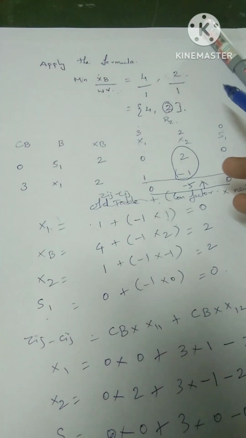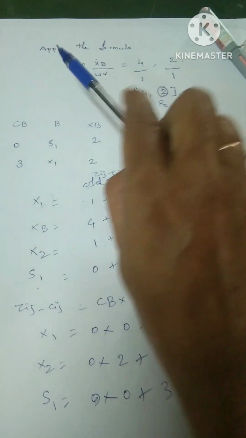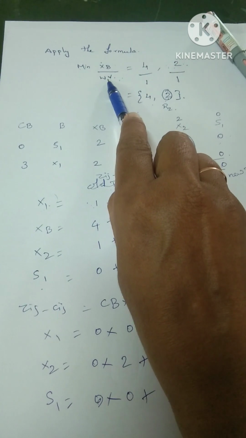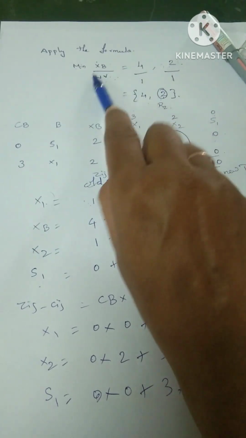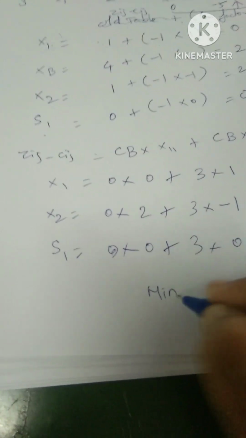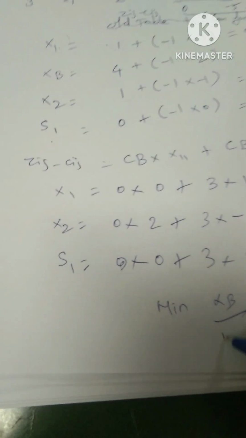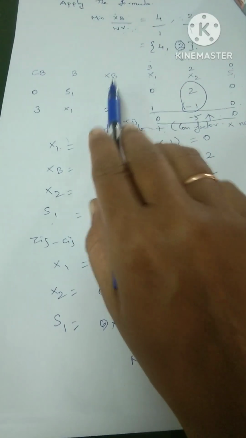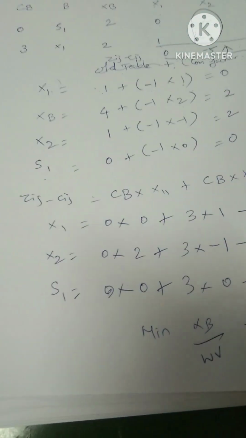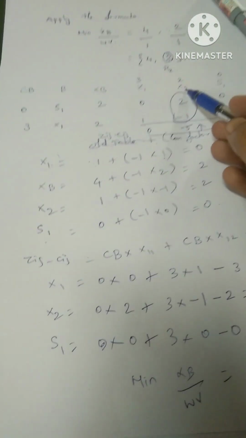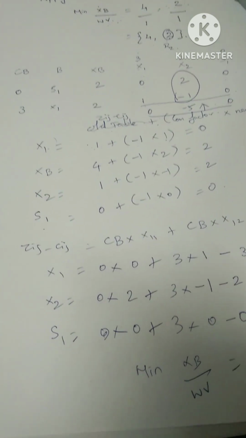So the next step here is by applying the same formula, that is minimum Xb divided by WV. WV is the withdraw value. So minimum Xb divided by withdraw value. Here the Xb, in the new table, we had 2, 2, and the withdraw value here is x2. So here we had 2, minus 1.